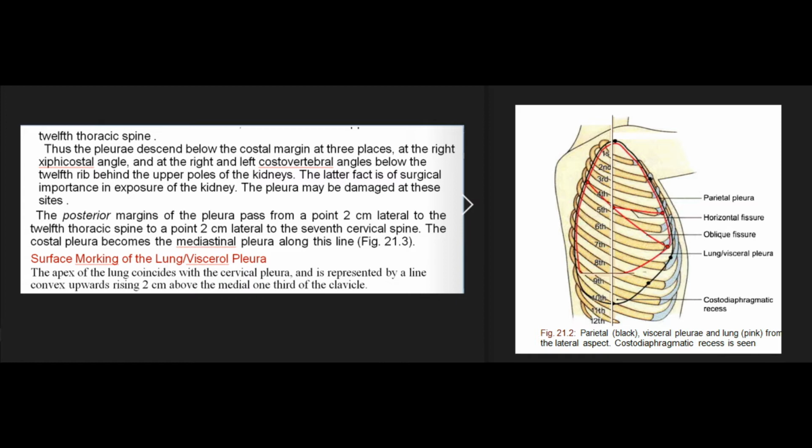The posterior margins of the pleura pass from 0.2 cm lateral to the 12th thoracic spine to 0.2 cm lateral to the 7th cervical spine. The costal pleura becomes the mediastinal pleura along this line, Fig 21.3. Surface marking of the lung/visceral pleura. The apex of the lung coincides with the cervical pleura, and is represented by a line convex upwards rising 2 cm above the medial 1/3 of the clavicle.